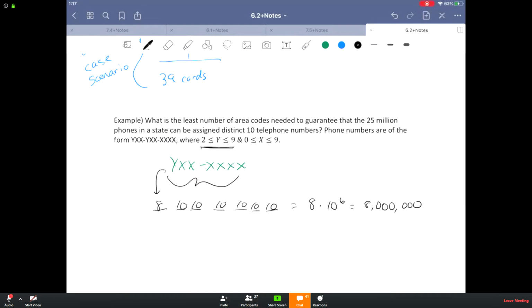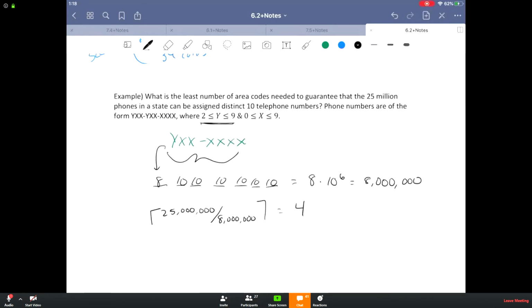Yeah, so those numbers can be rewritten in 8 million different ways, but we have 25 million phone numbers. So if you think about it, this is the 25 million divided by the 8 million. So you need, like Chris said, 4. Because if you have 3 area codes, that'll change each phone number into 3 different options. That's only going to give you 24 million. You still have a million numbers left, so you need that one above. So we need at least 4 area codes.